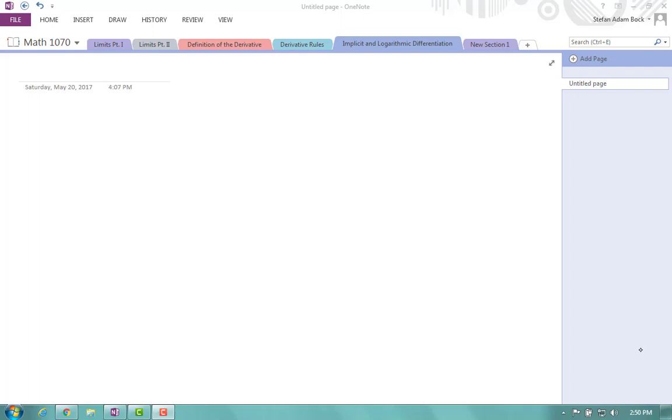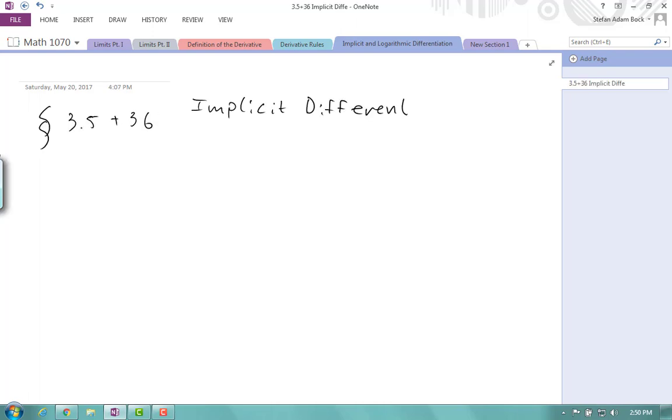Hello everybody. Today we have our last review topics from Math 1040, and these are sections 3.5 and 3.6. This is implicit differentiation and logarithmic differentiation.